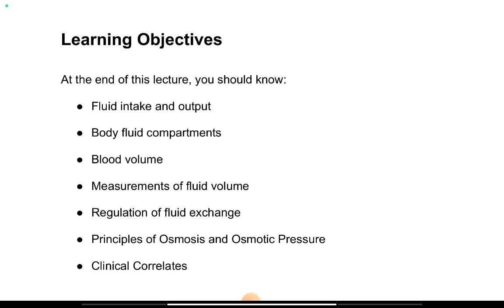At the end of this lecture, you should know fluid intake and output, the balance that exists between fluid intake and fluid output, body fluid compartment, blood volume, measurement of fluid volume, regulation of fluid exchange. Then we also need to talk about the basic principles of osmosis and osmotic pressure, and also clinical correlate.